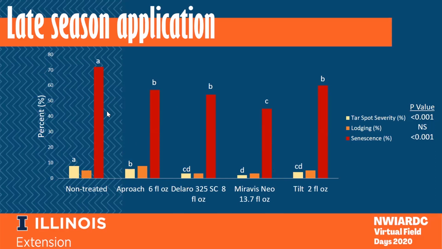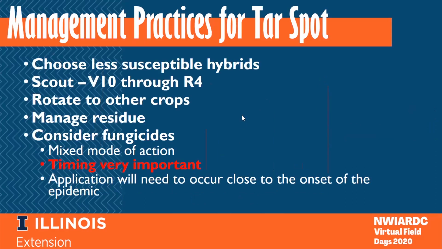And what we saw was a significant difference in our senescence. Our senescence was reduced relative to our non-treated checks, but there weren't any impacts on lodging. And sure, there was a difference in disease, but that wasn't something that was really significant or translated to yield. So in terms of managing, this is what I was mentioning before.